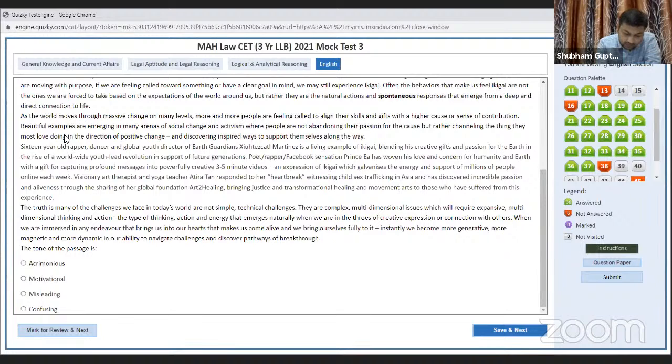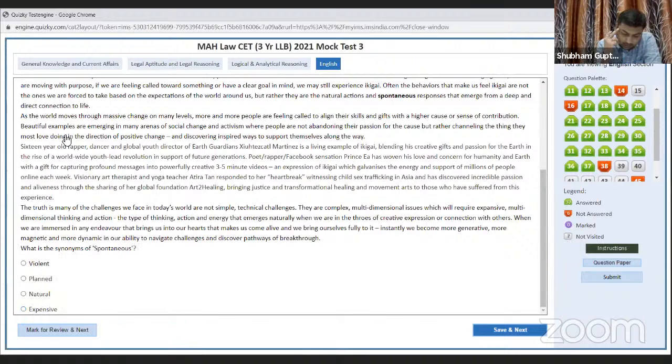I felt confusing. What did you feel? Which kind of a passage was this? Acrimonious, I am not sure what it is. Motivational, did not look motivational, is it? The truth is, many of the challenges we face in today's world are not simple. They are complex. No, I am not sure. Confusing, I feel. My first thought was confusing, very confusing. What do you feel? Please write.